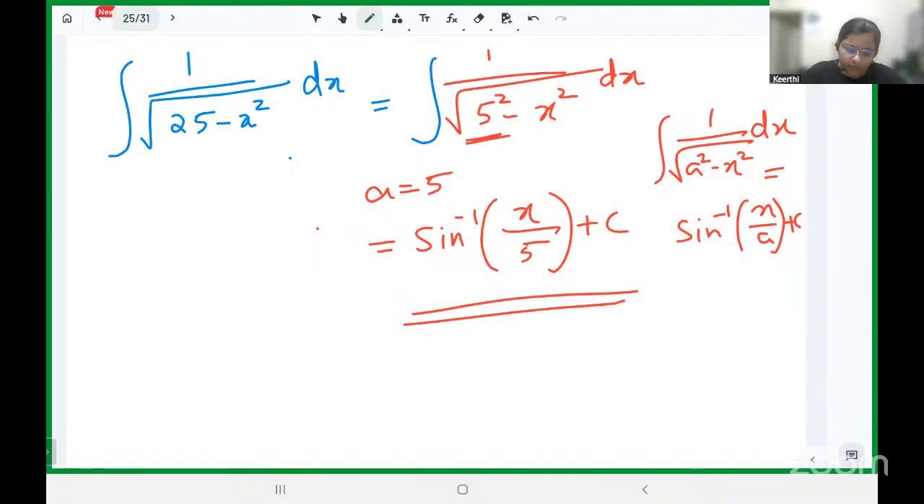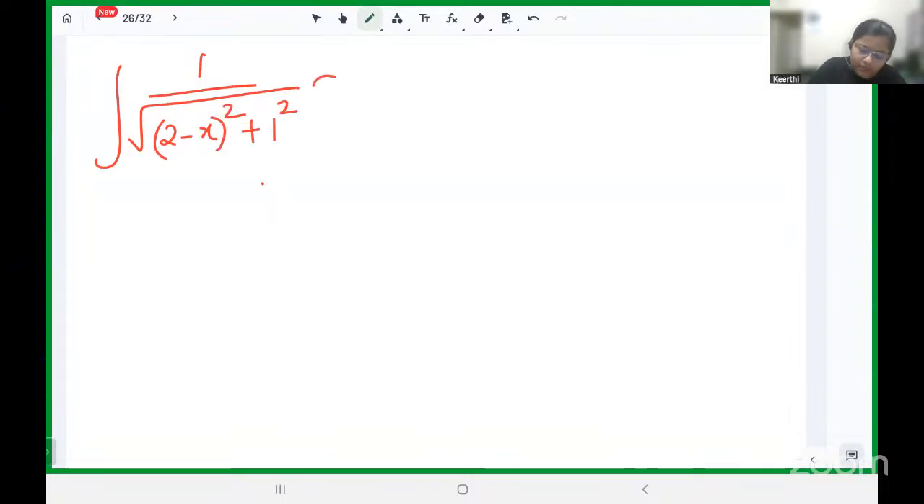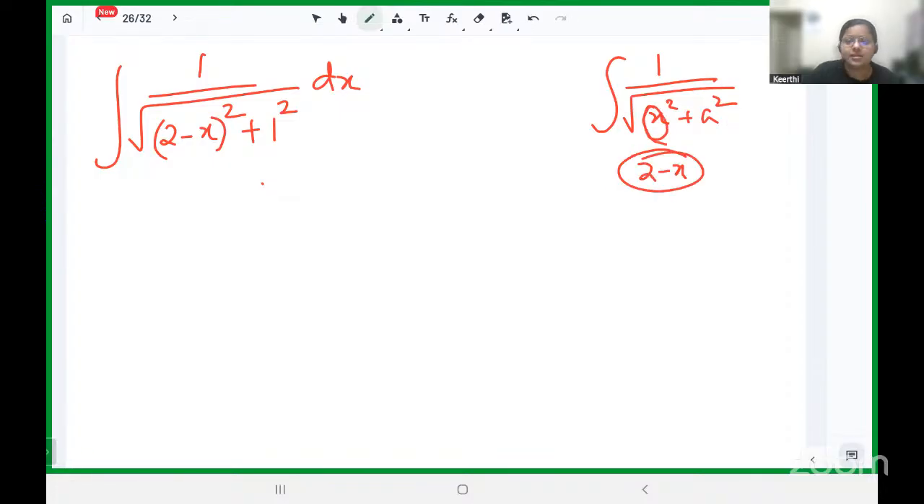Alright, moving on to our next question. Integral 1 by root of 2 minus x the whole square plus 1 square into dx. Okay, here can you compare it with any formulas that we studied now? It is like integral 1 by root of x square plus a square. But in the place of x, you can see that it is 2 minus x. In the place of x, it is another function. It is a linear polynomial 2 minus x. And in the place of a, it is 1.